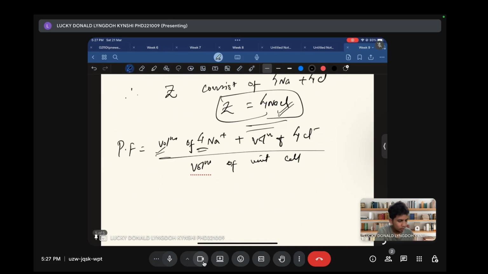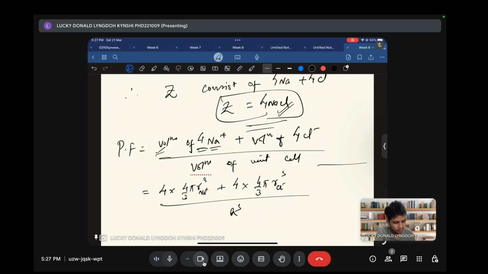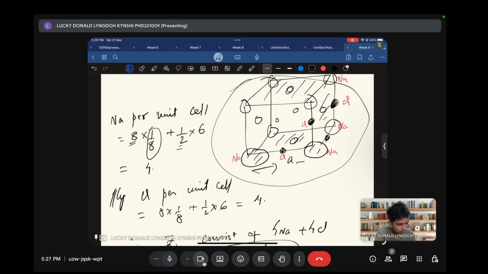What is also very important here is the formula. We can get something like 4 into the volume of Na, which is 4 by 3 pi r Na cubed, plus, again, there are 4 Cl, so 4 into 4 by 3 pi r Cl cubed, divided by the volume of the unit cell, which is simply a cubed. Why am I saying a cubed? Because this is length a, this is also length a, so in a cube the volume is equal to a cubed.